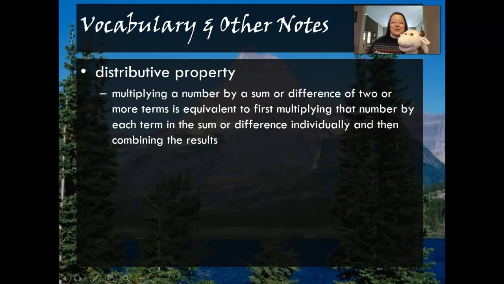The distributive property says, multiplying a number by a sum or difference of two or more terms is equivalent to first multiplying that number by each term in the sum or difference individually and then combining the results.